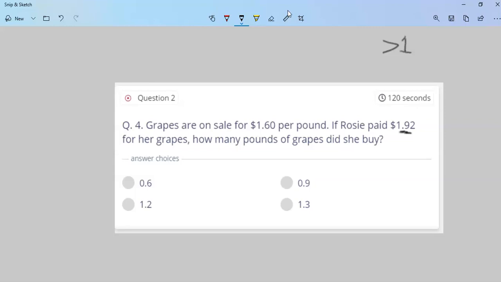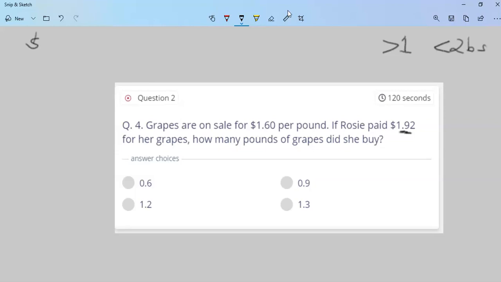So with that preliminary information, we know that our answer is going to be greater than 1 pound, but less than 2 pounds. So here we go, less than 2 pounds. Now, how are we going to do this? Well, let's look at the relationship here.